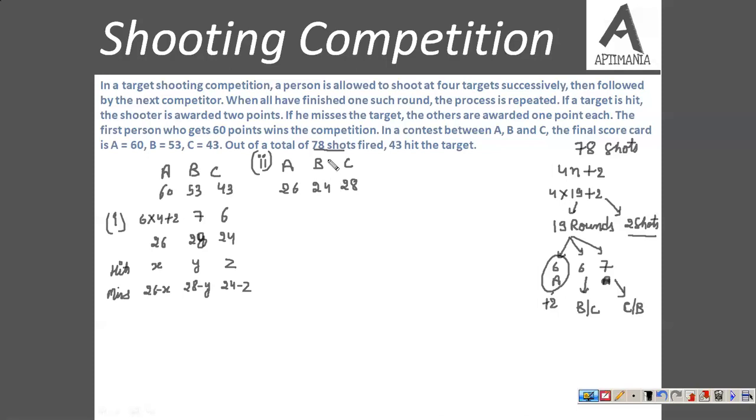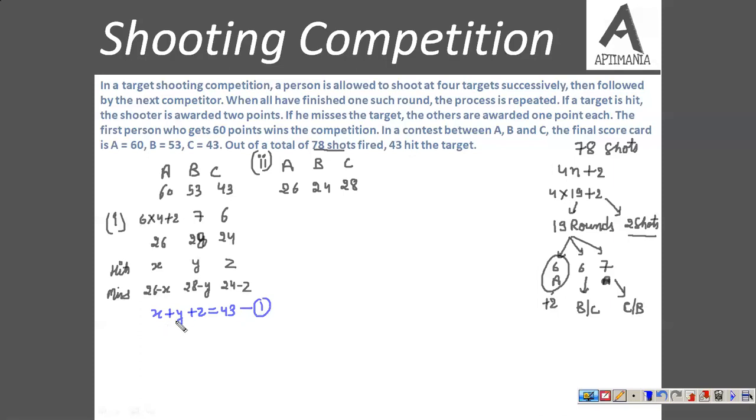Now out of these 78 shots fired, 43 hit the target. So from here, can we say that x plus y plus z must be equal to 43, because these are the number of the shots which hit the target और ये 43 दे रखा है. So this is our equation number 1.